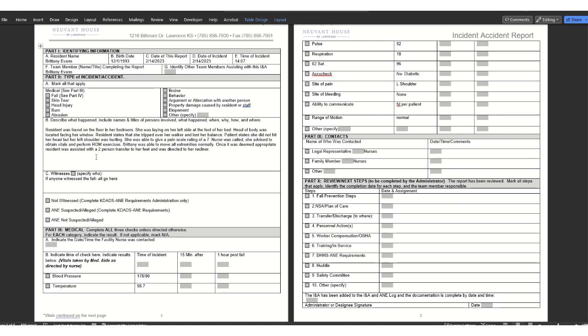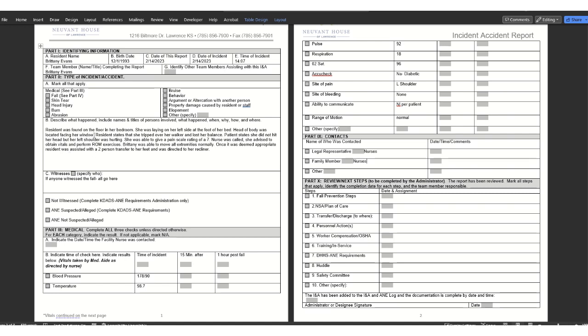So we're going to use this as an example. Resident was found on the floor in her bedroom. She was lying on her left side at the foot of the bed. Head of the body was located facing the window. So now we have a little bit of a visual picture here to see exactly what position they were in, and just to see placement-wise how that fall could have potentially taken place if they're not able to verbalize what happened.